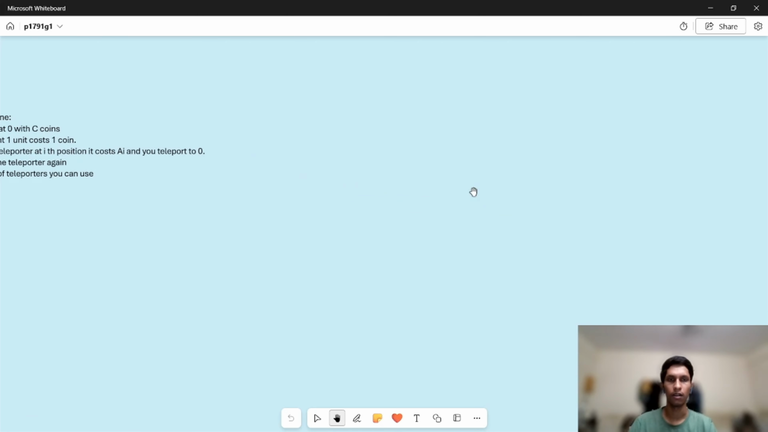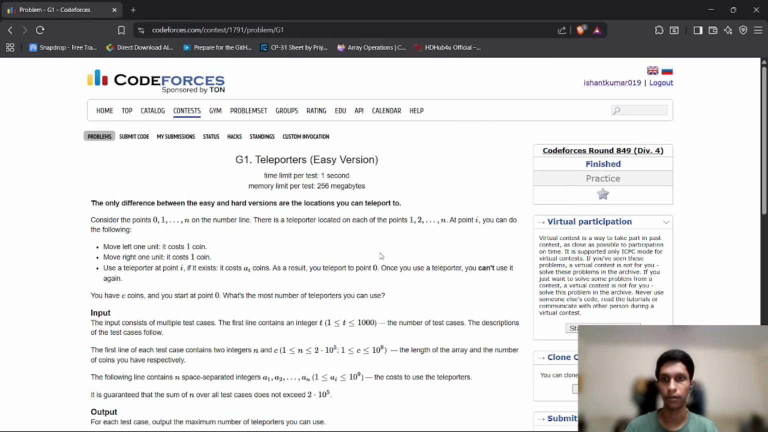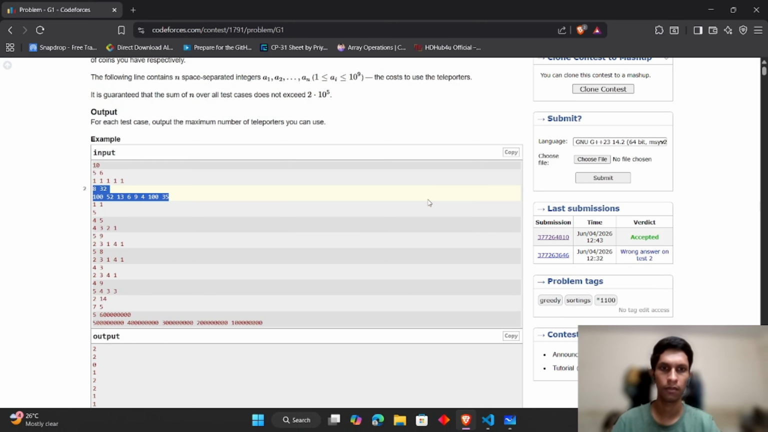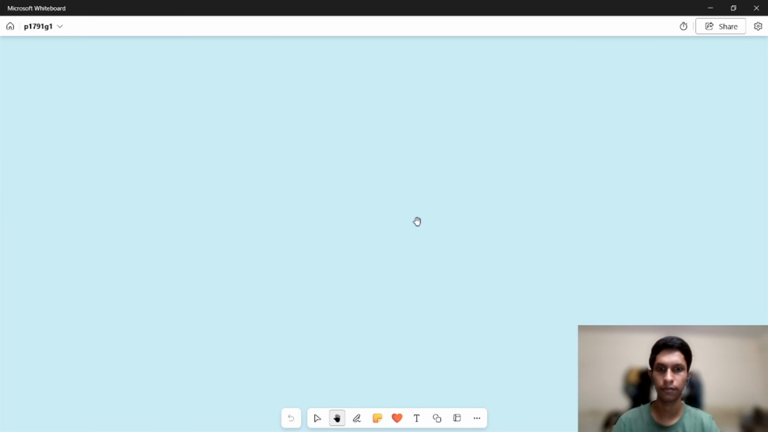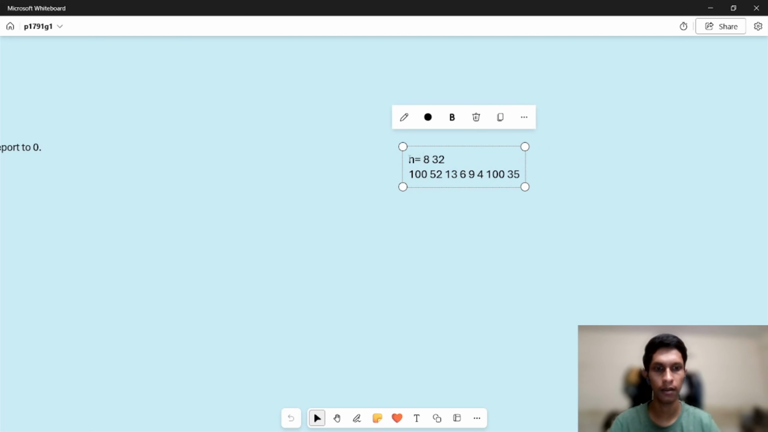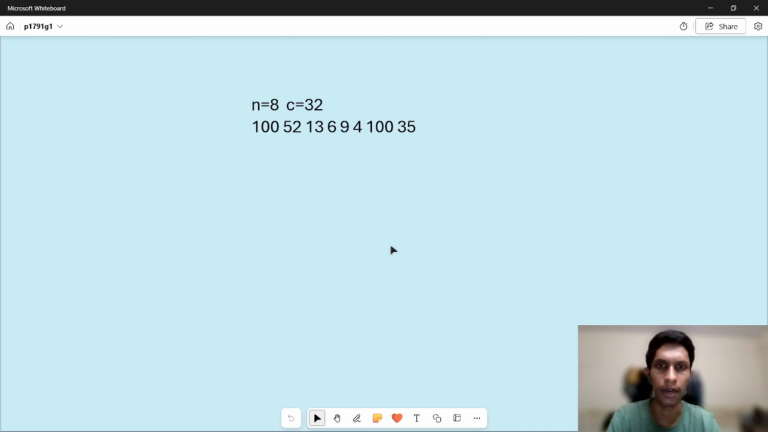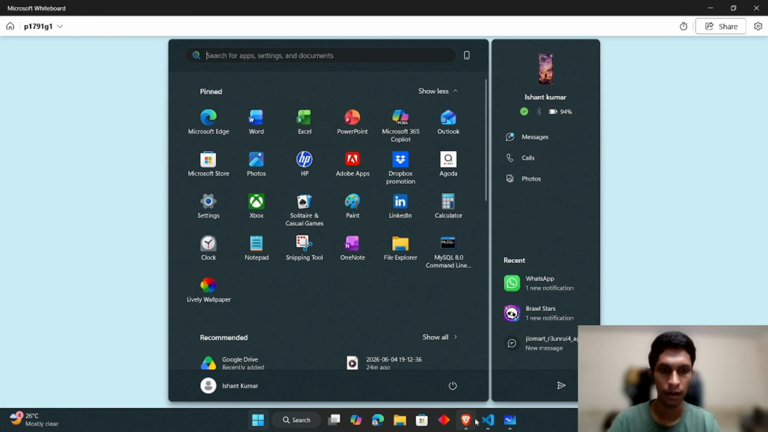So let's take some test case and understand what's really going on in this problem and the logic for this problem. Let's take this test case here. For this test case, n is given as 8 and initially we are given 32 coins. As mentioned in the problem, we are going to start from the number 0, but the indexing of the doors will start from the number 1. I'll just show you that.